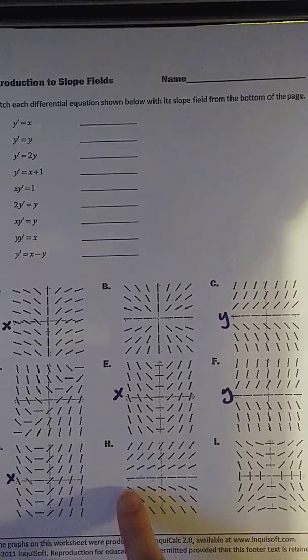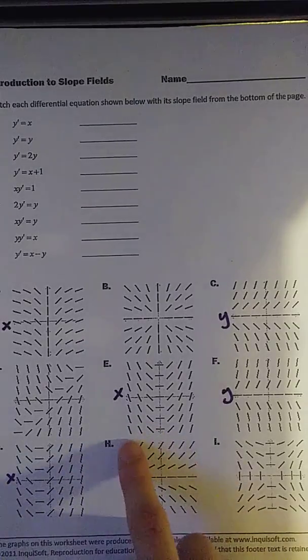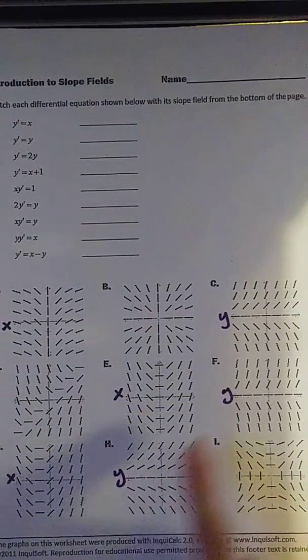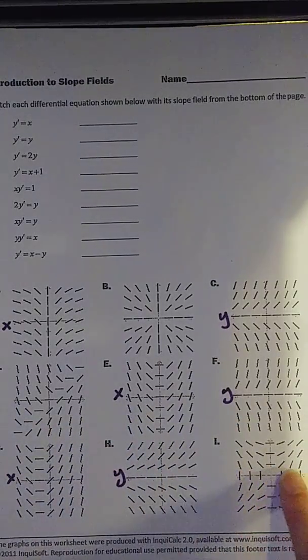No matter my y value, my x's are all the same. I get the same slope along my x values, so this must only have a y. Those are all the ones with all y. As I look at this one, it does change from side to side.